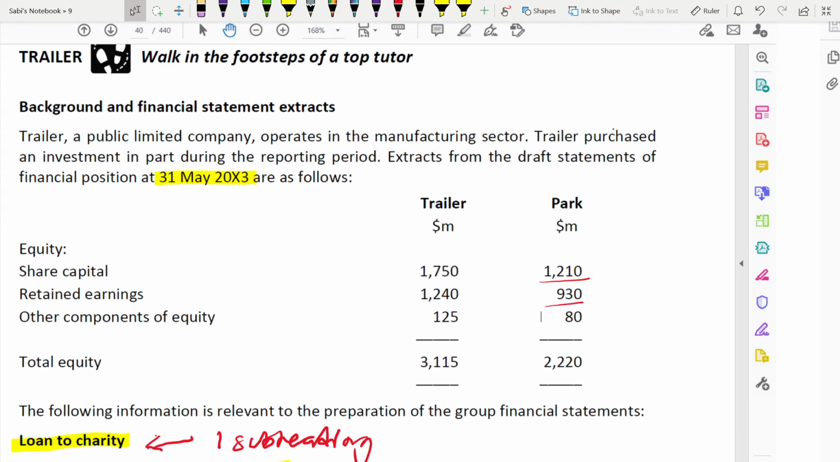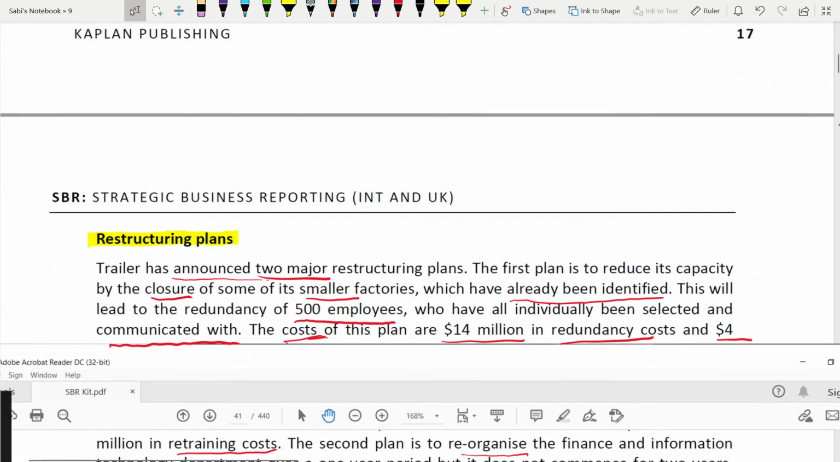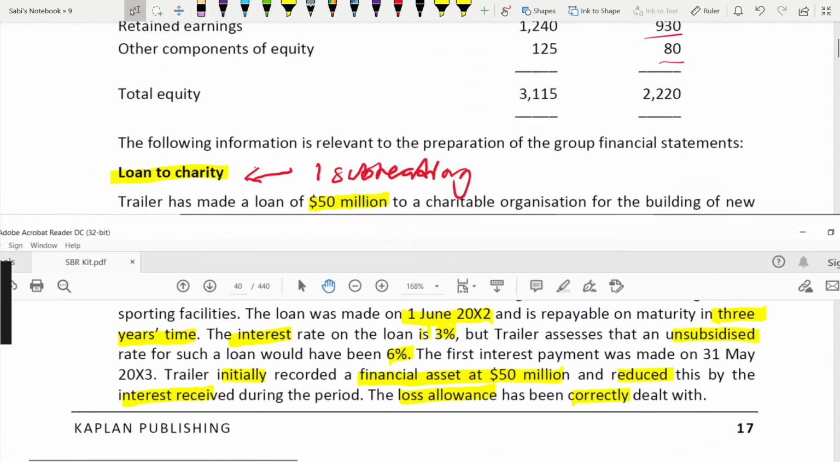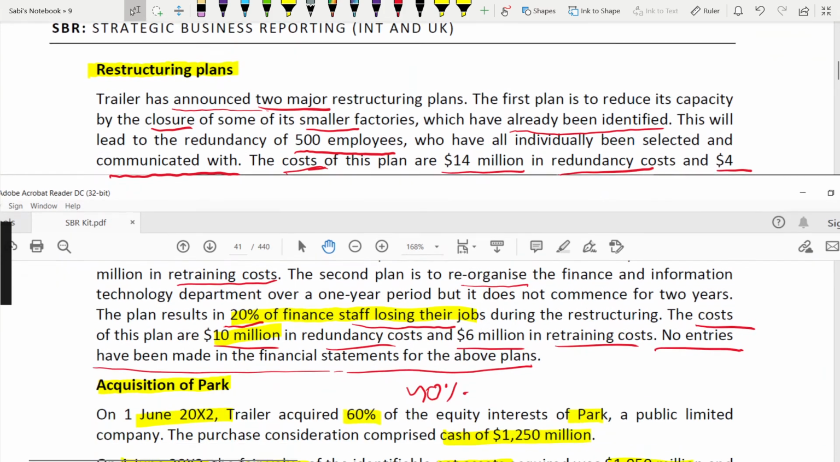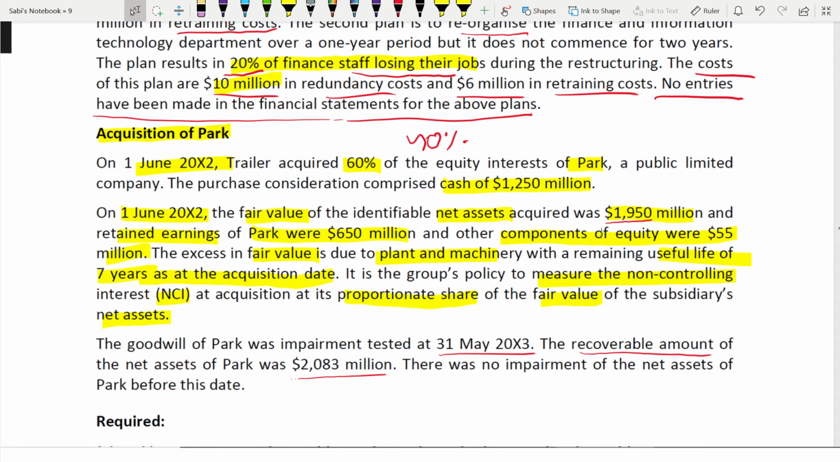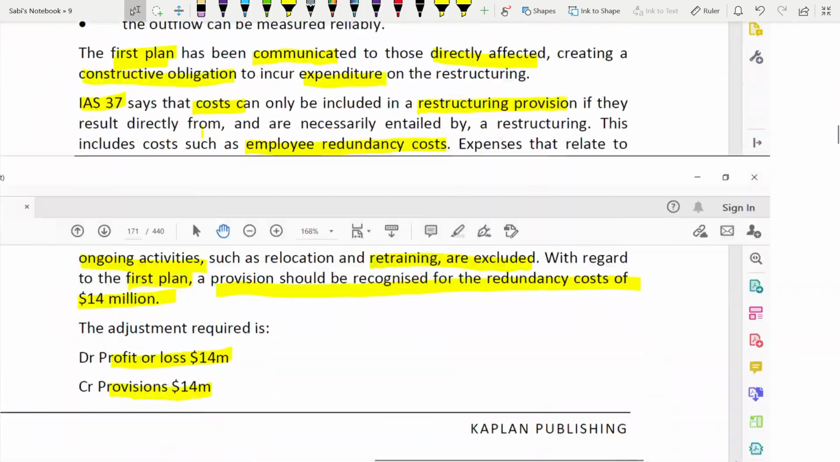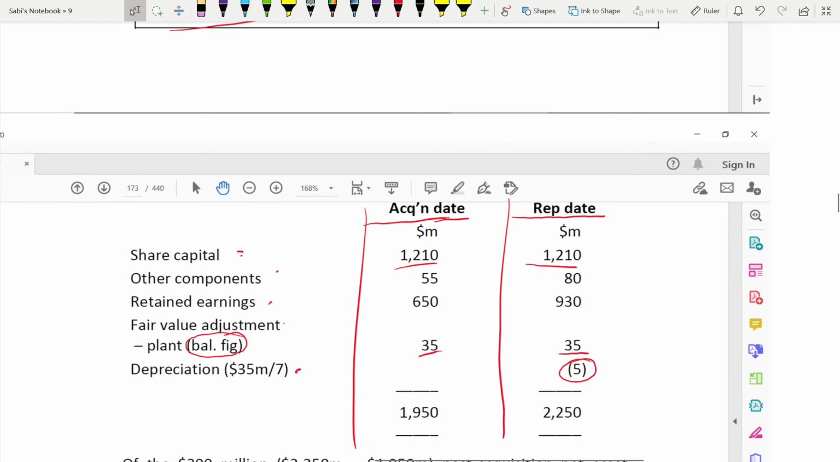This will go in the reporting date. Okay, 930 and 80. But when you go to the acquisition date, from the acquisition date, this is the closing balance they have already given you at the acquisition date. This is the net asset, and we know the net asset at the reporting date also, that you can calculate. So retained earnings is 650 and other components is 55 at the acquisition date. So now I think you can understand this figure. Okay, 650, 850 and 80, 930 has been given.